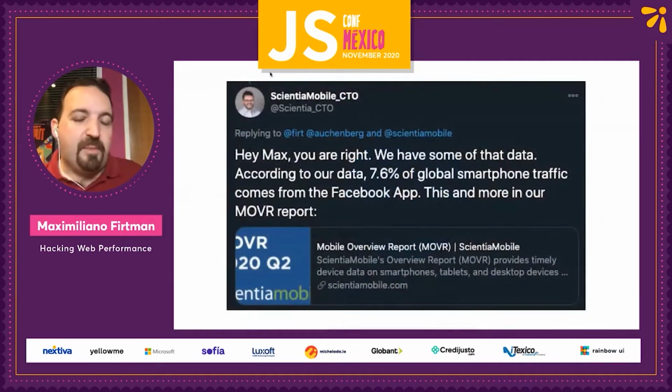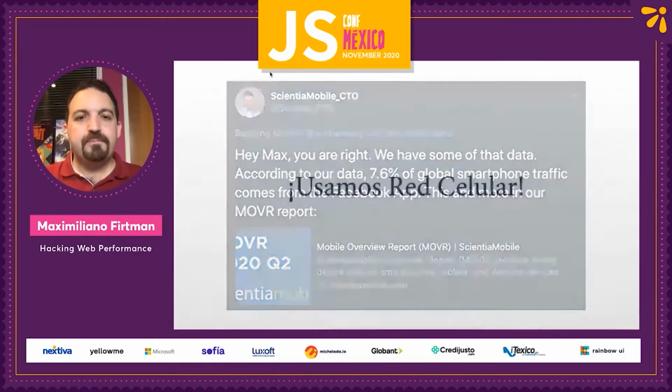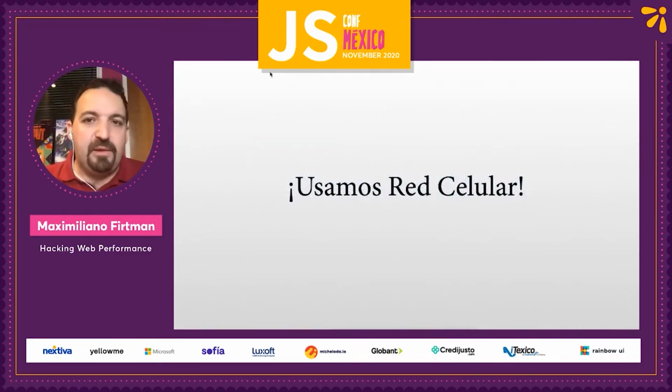Even a friend on Twitter last week, I asked him if he had some data about what percentage of visits come from Facebook mobile browser. He has a report that he makes called Mobile Overview Report, where he gets statistics, and the latest statistic is that 7.6% of global smartphone traffic comes from the Facebook app. That is quite a lot. Those are millions of users and visits, and we have never worried about testing there. Another problem that we have in mobile is that we use the mobile network.